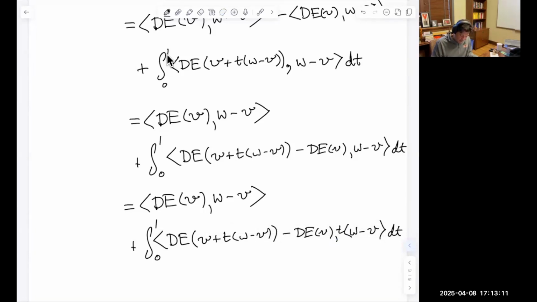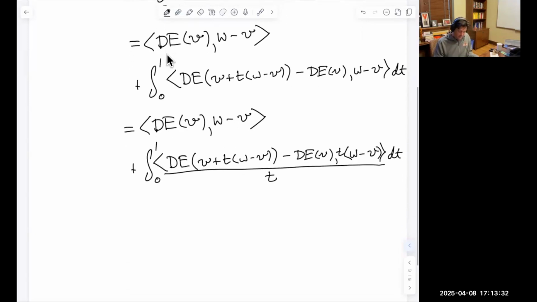I'm going to put a T in here. Why can I do this? That's because this whole thing is the difference of two bounded linear functionals, right? Something from the dual space. But I really have to divide by the T at this point, right? That's the only way that's going to work.